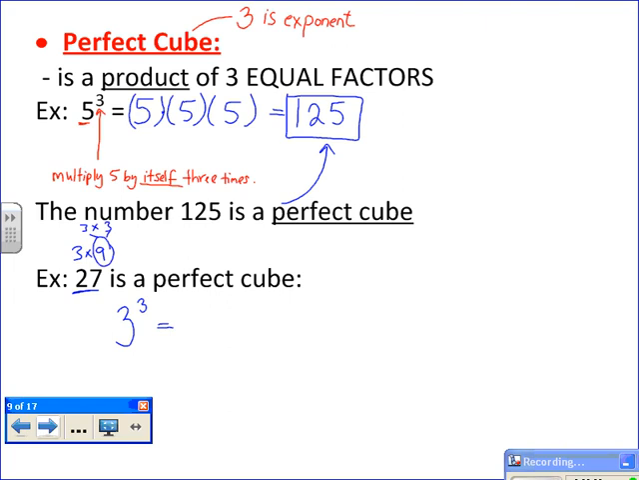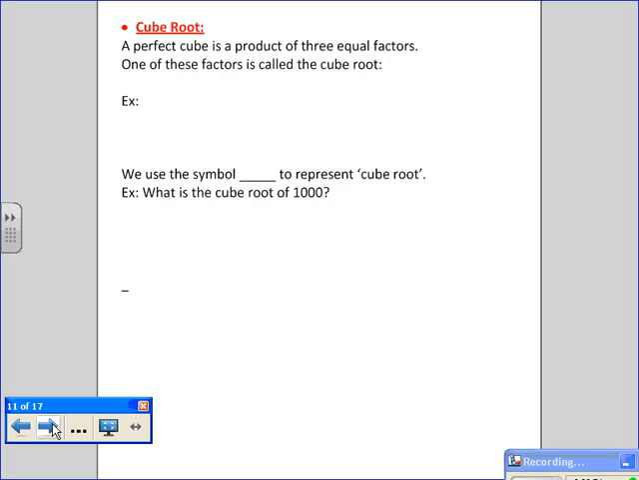So there we go. 3 cubed gives me 27. 3 times 3 gives me 9, times 3 again gives me 27. So 27, we call that a perfect cube, and 3 is the cube root. It's the factor that I use to give me that perfect cube. A cube root, just like a square root, uses a root symbol. And when we take the cube root of a number, we undo the cubing. So we get that factor back, that we would have used had we been trying to get the perfect cube.